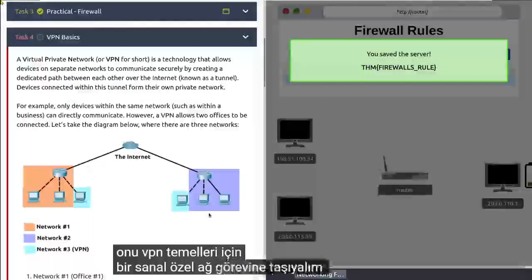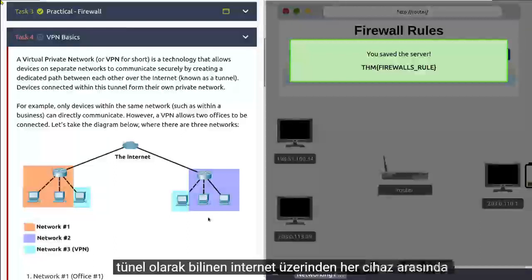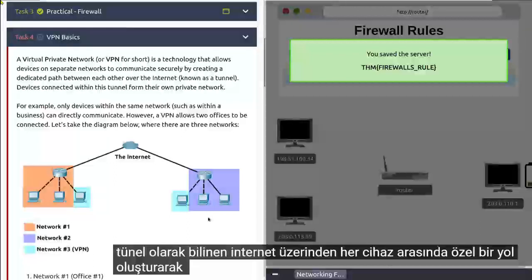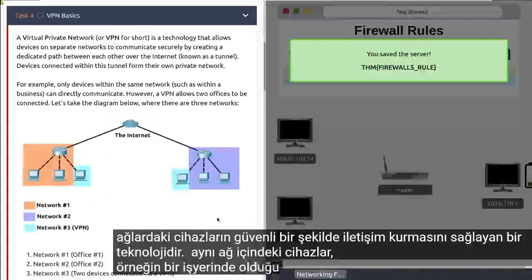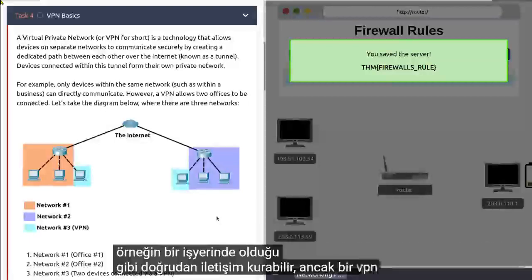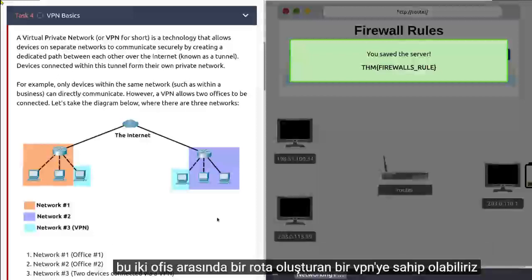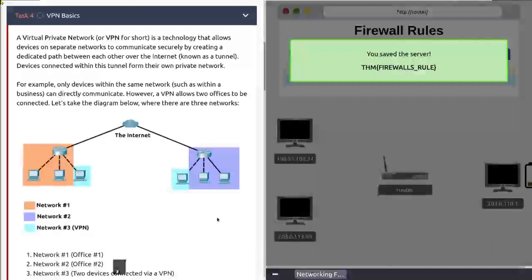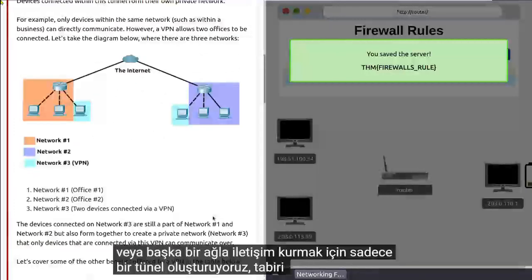A virtual private network, or VPN for short, is a technology that allows devices on separate networks to communicate securely by creating a dedicated path between each device over the internet, known as a tunnel. Devices connected within this tunnel form their own private network. For example, only devices within the same network, such as within a business, can directly communicate. However, a VPN allows two offices to be connected, so we can have a VPN that forms a route between those two offices rather than just from one device to another. It allows one device or one network to communicate with another device or network. We're just creating a tunnel, so to speak.